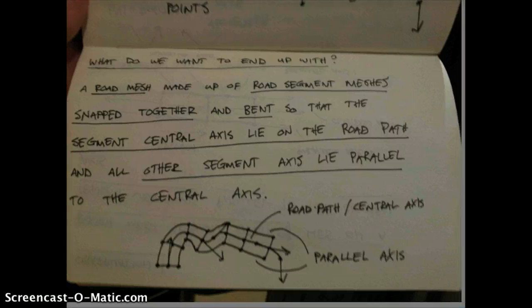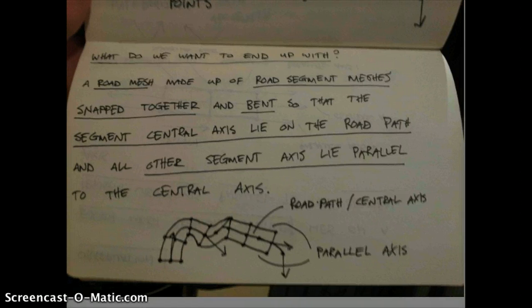Okay, so what do we want to end up with? We want to end up with a mesh made up of the road segment meshes snapped together and bent so that the central axis lies on the road path and all other segment axes lie parallel to the central axis, right? The road path I'm calling the entire path.